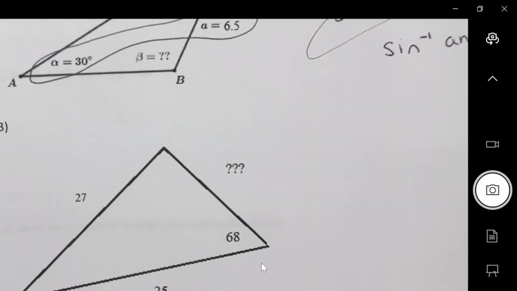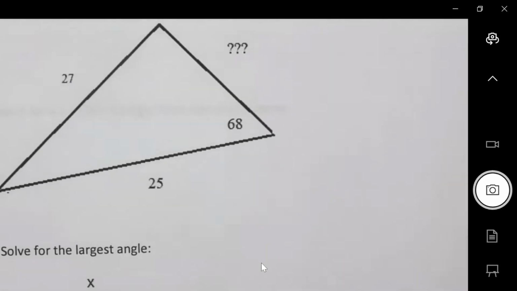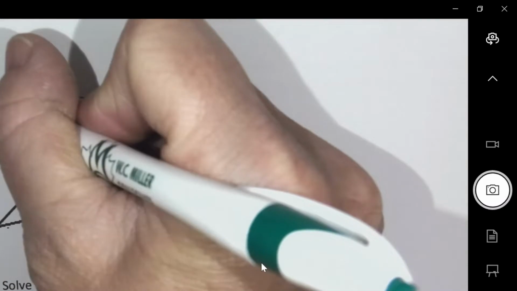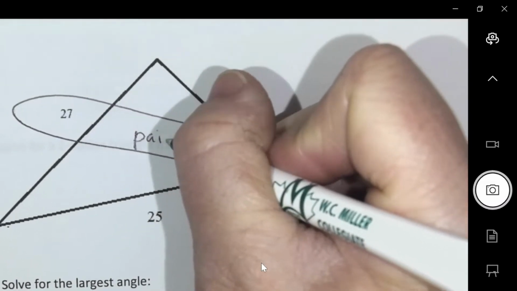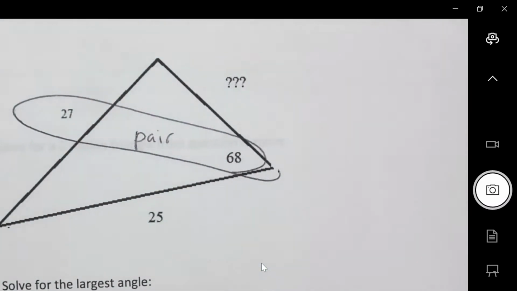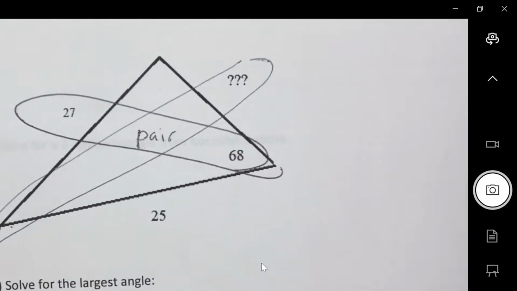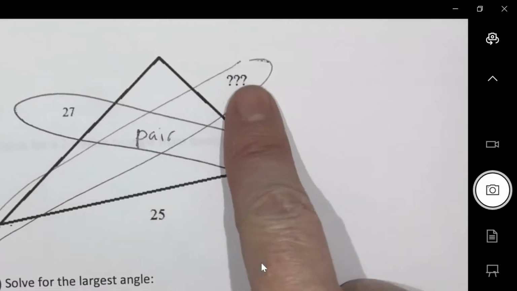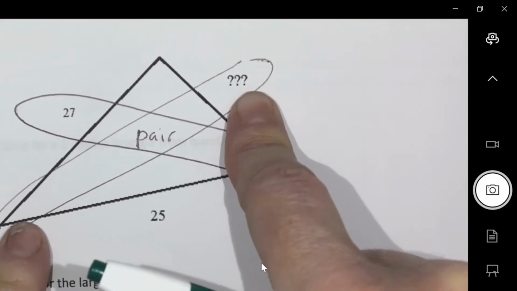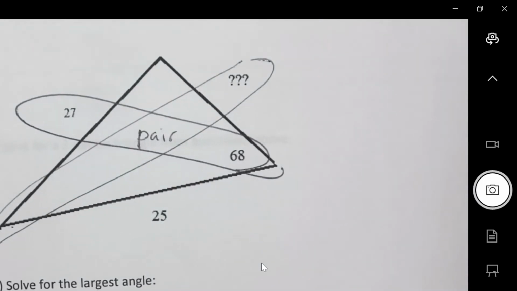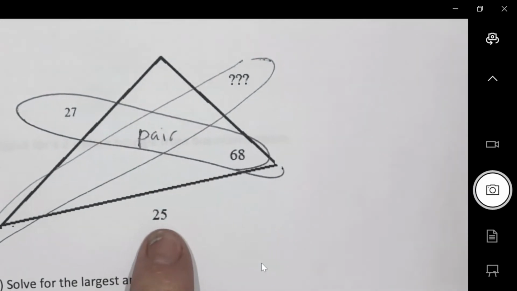Okay, number 3. As soon as I see a pair, I'm doing sine law. Okay, this is not good. I have the question marks across from something I don't know. So that's not going to work. So therefore, what am I going to do here?